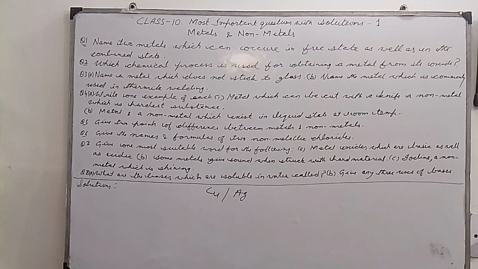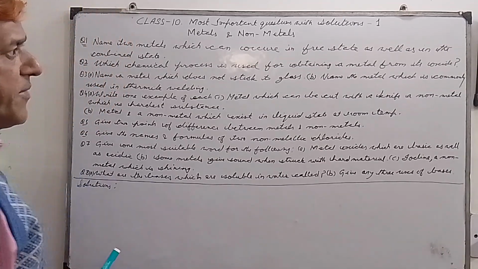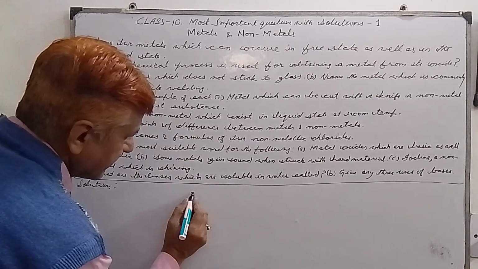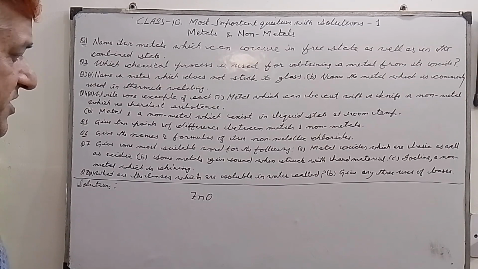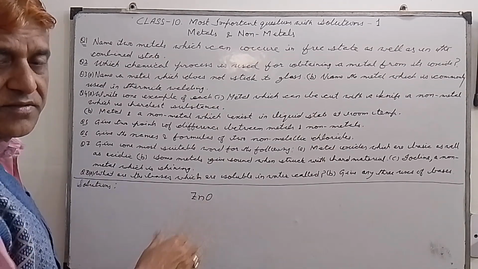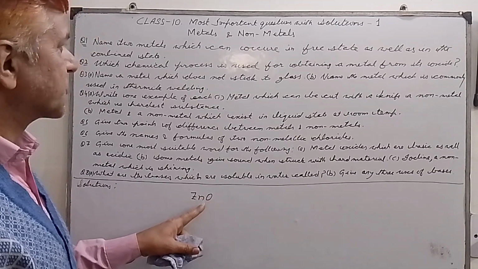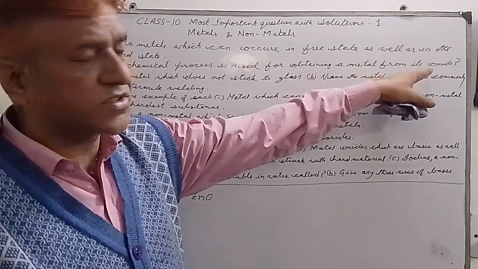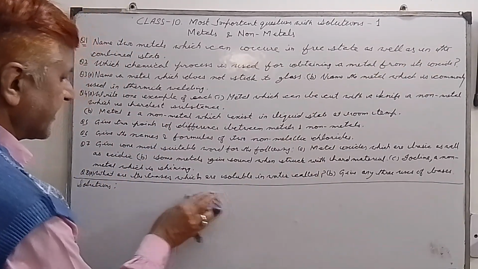Second question is: which chemical process is used for obtaining a metal from its oxide? For example, we have zinc oxide. Now we have to remove this oxygen to get zinc. Actually, removal of oxygen is reduction. So the chemical process used for obtaining a metal from its oxide is reduction. Please remember this.